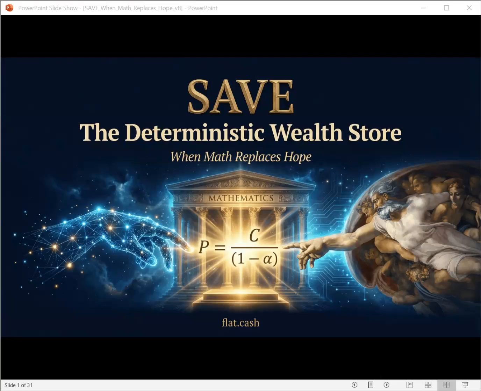P equal to C divided by 1 minus alpha. This thread walks through 30 slides that explain what this equation means, why it matters, and what it implies for anyone who wants their money to stop shrinking. No hopium, no projections, just pure arithmetic and its consequences.